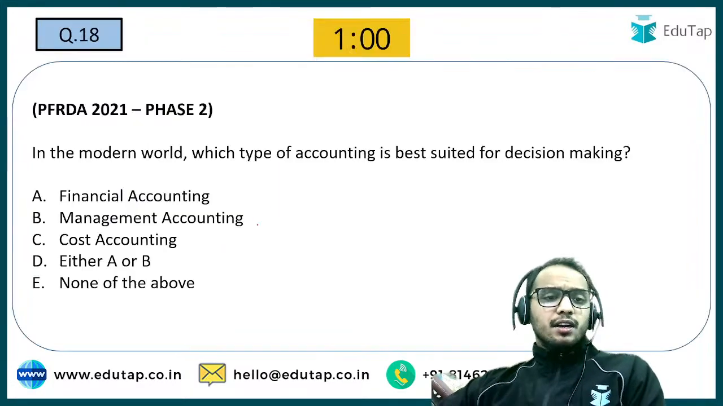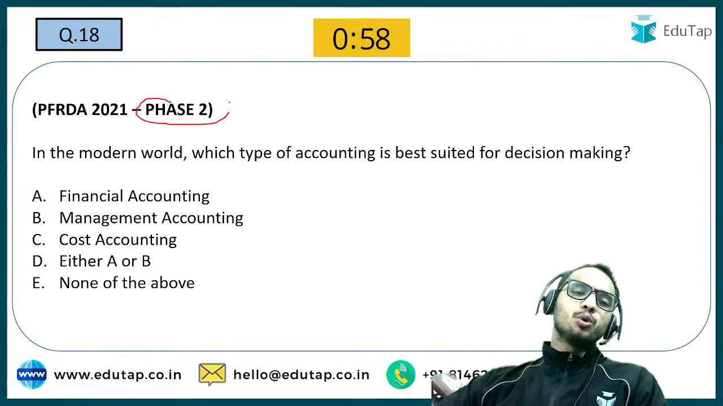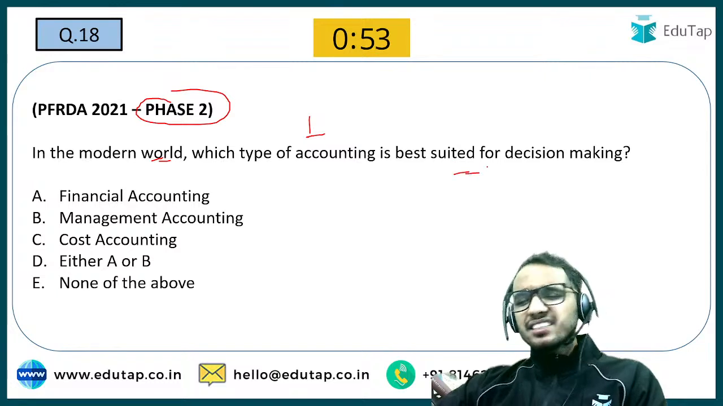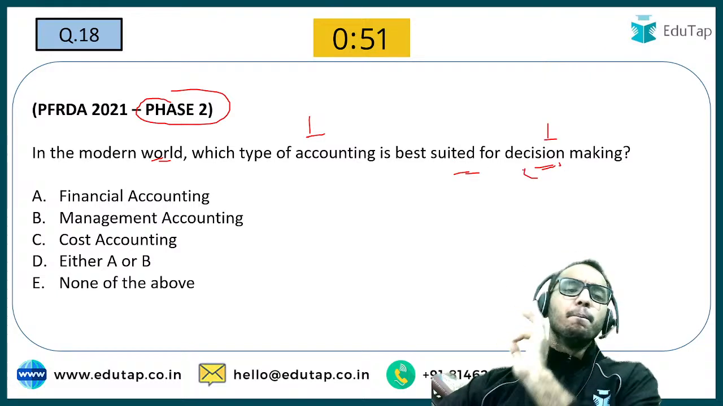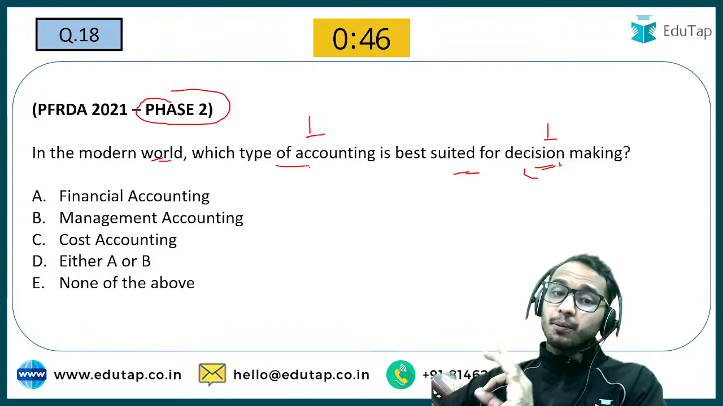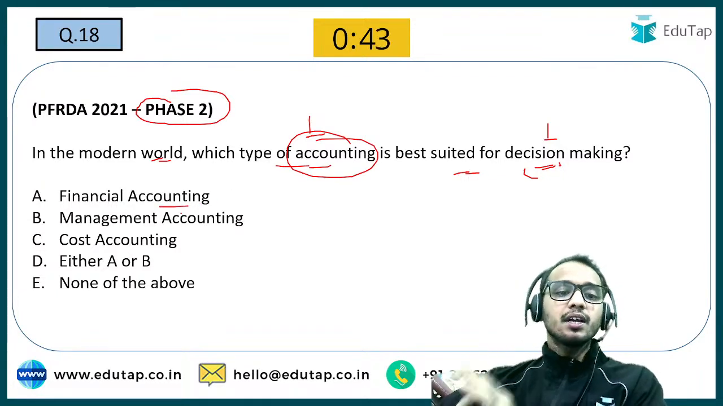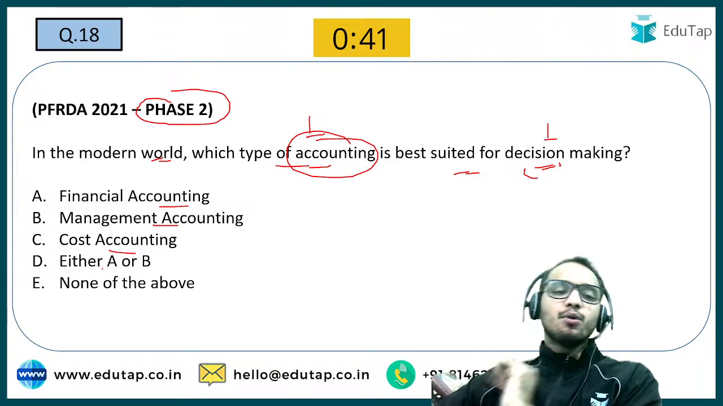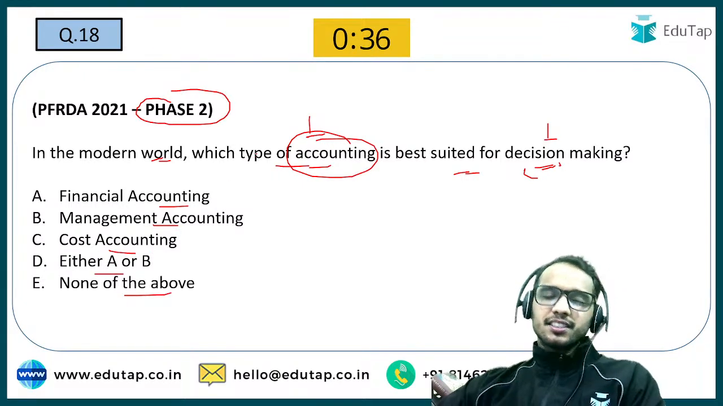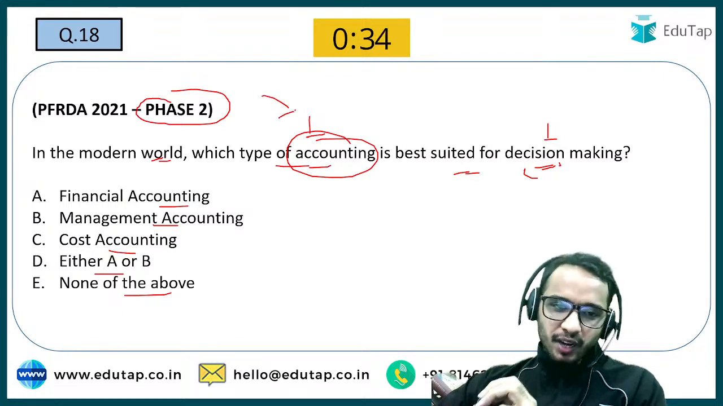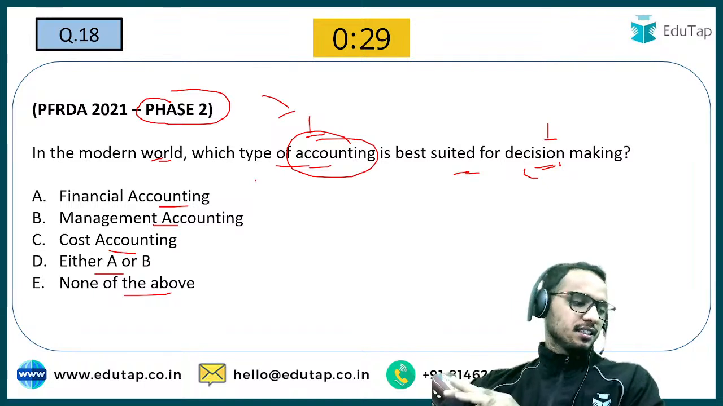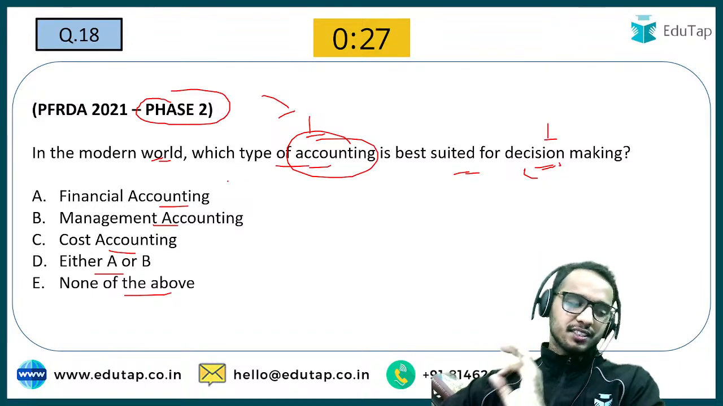Okay, now PFRDA phase 2 2021, in the modern world, which type of accounting is best suited for decision making? Now you have to tell me, in the modern world, which type of accounting is best suited? Financial accounting, management accounting, cost accounting, either A or B, none of the above. Good question. Just to confuse you, this question was asked in 2021. Everyone who is giving the answer is absolutely correct.